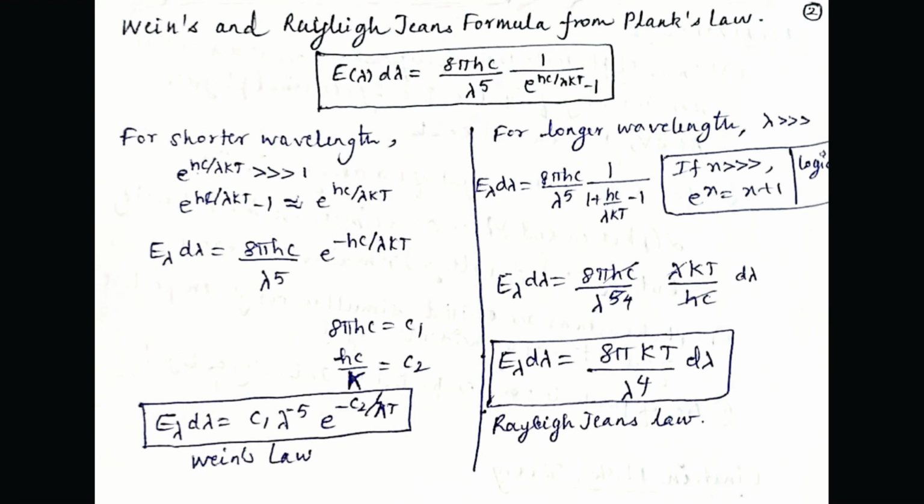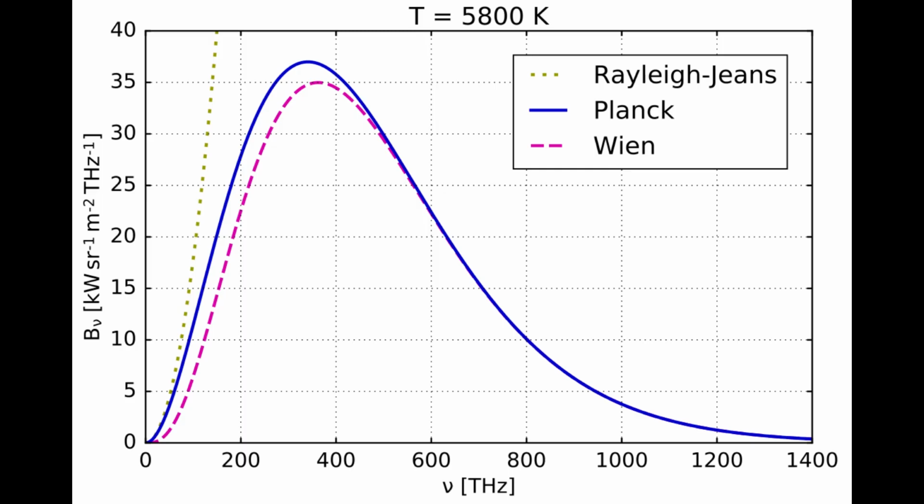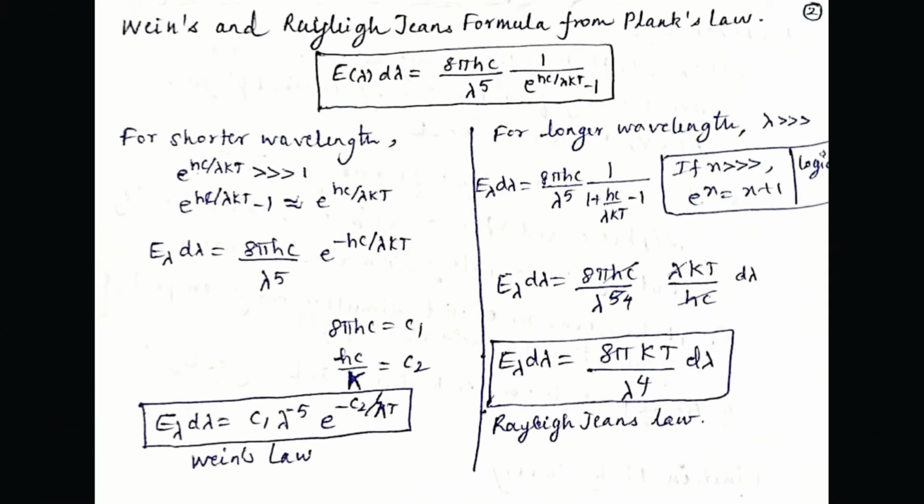So when we move on to the Rayleigh Jeans formula, as we know, it is for the longer wavelength, so lambda is much greater. So E lambda d lambda is equal to 8 pi hc by lambda power 5 into 1 by e power hc by lambda kt minus 1.